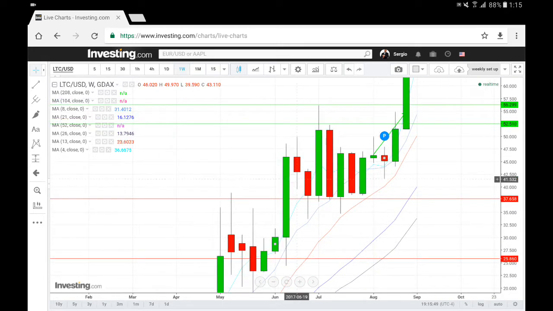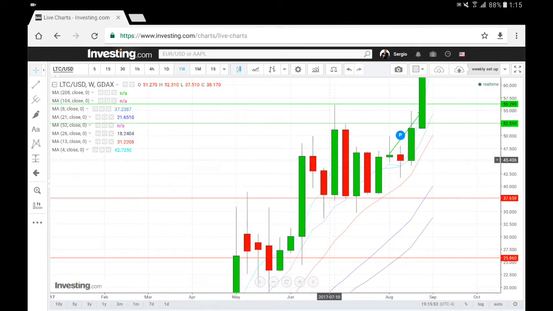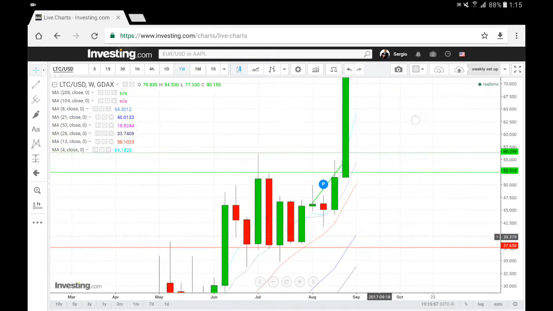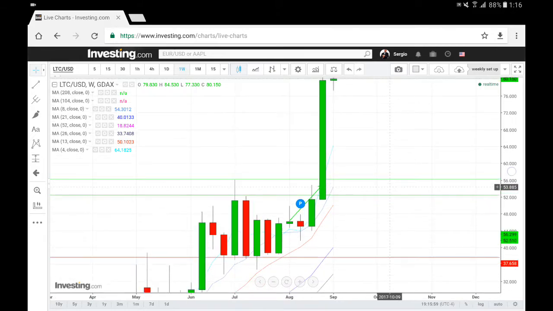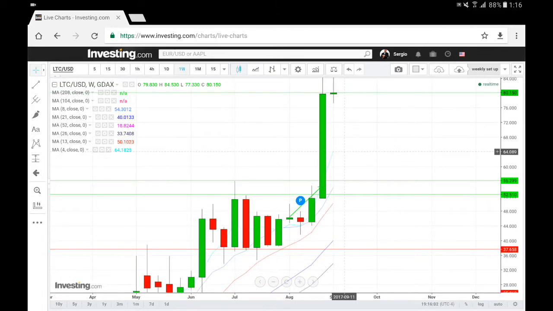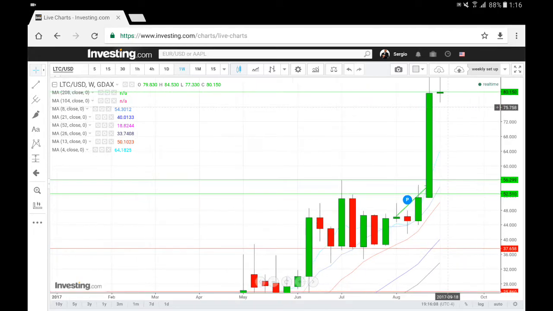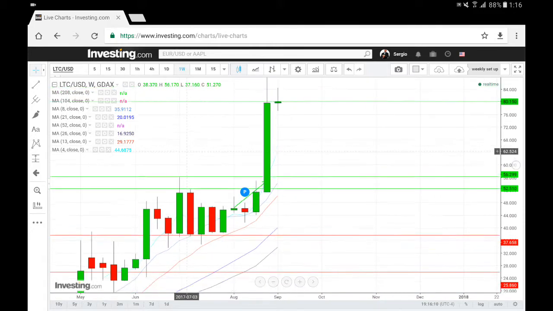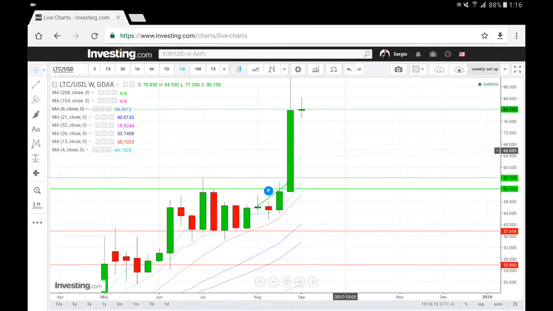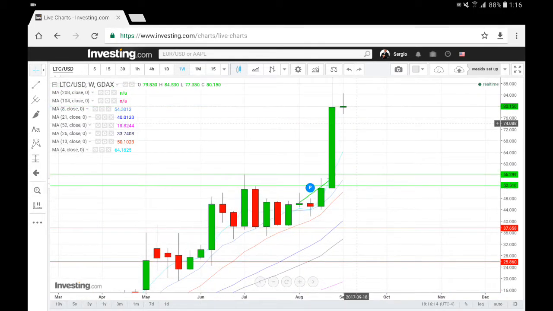You see over here, same thing, moving sideways 4 weeks, 8 weeks, 13 weeks, and then boom, next leg higher. You see now over here, exactly the same pattern. Take a look. The moving average is at $65 and now the price is at $80. So we're going to remain in sideways movement, horizontal for a few weeks, maybe for a month, maybe until the end of the year, excuse me.